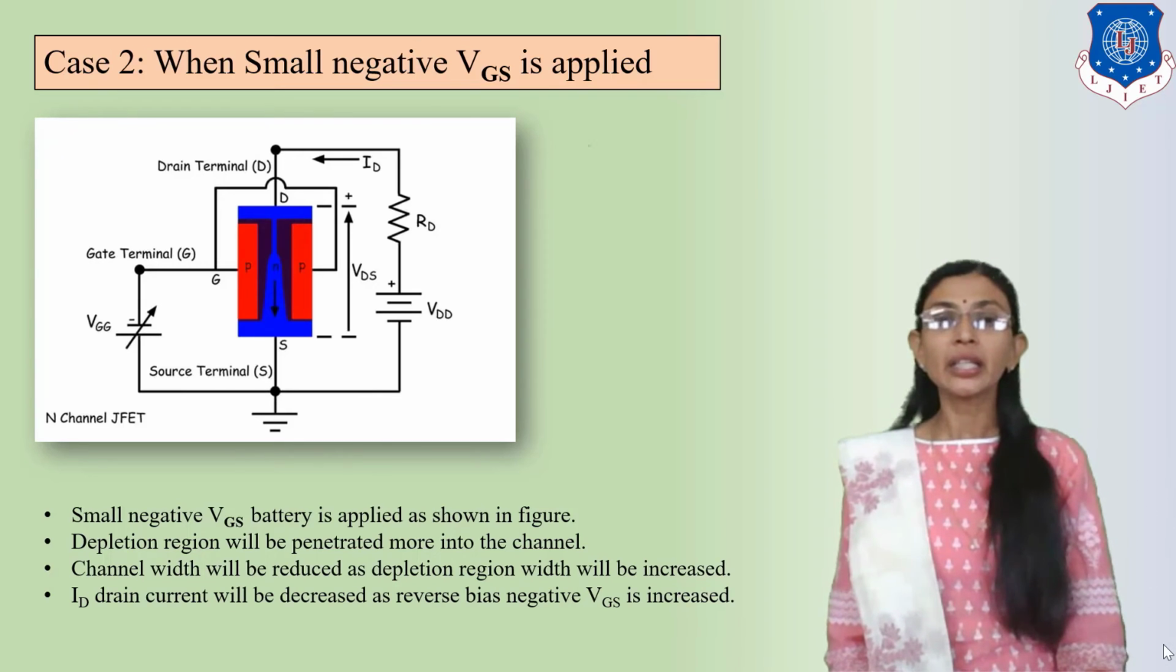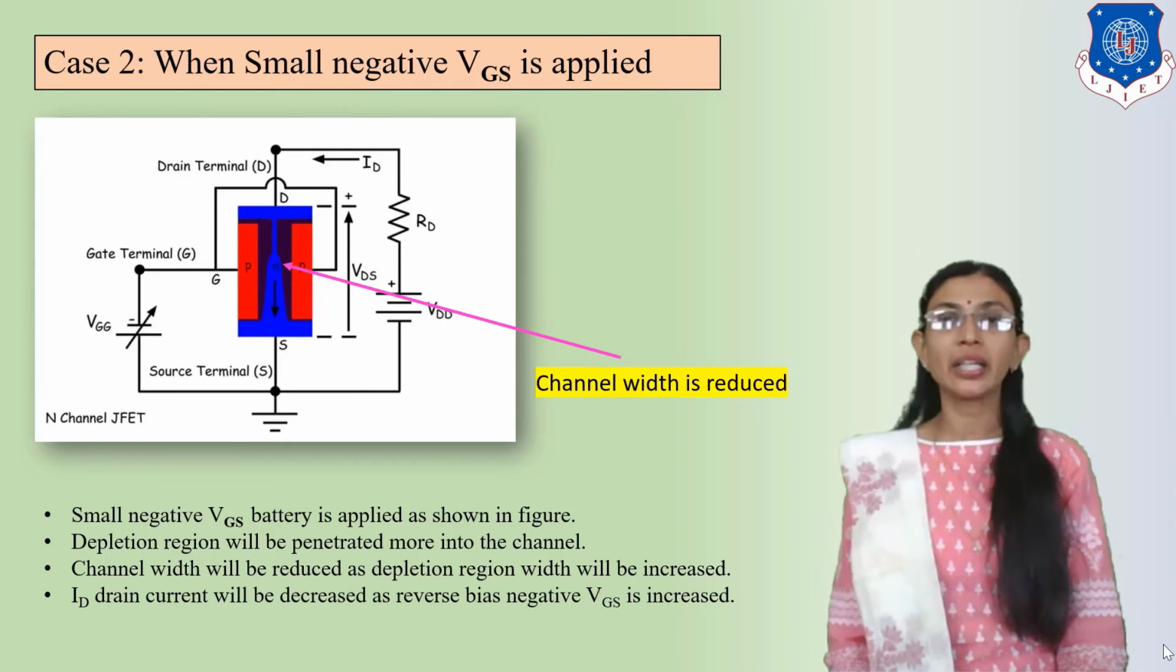Thus, the drain current will decrease as reverse bias is increased, because channel space is available but only a very small width of channel space is available like this. Channel width is reduced, so ID is reduced. What is ID? Drain current. Our output current is drain current and the input voltage is VGG or VGS between gate and source. Thus, using the VGS, we are controlling the output current ID.